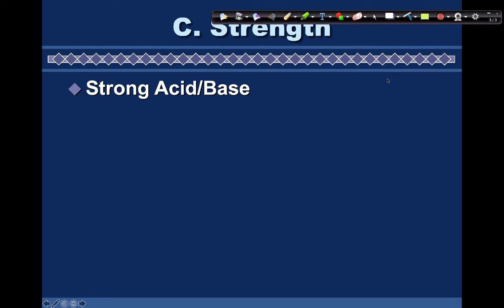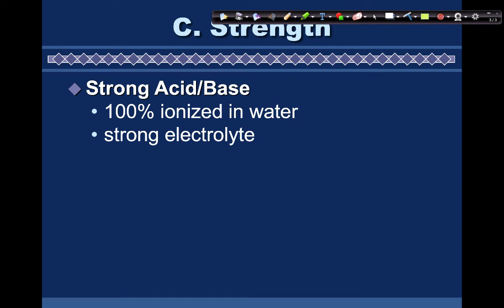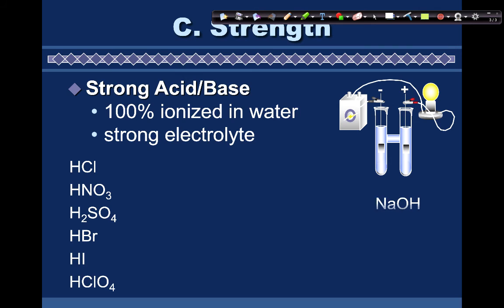A strong acid and a strong base will ionize pretty much 100% in water. So whatever you have in there, it's going to ionize completely. It's going to break apart and make lots and lots of ions. It's a very strong electrolyte. So anything that's on that list, those 7 acids or bases that contain hydroxide, those are strong electrolytes. Weak acids and bases will be weak electrolytes.